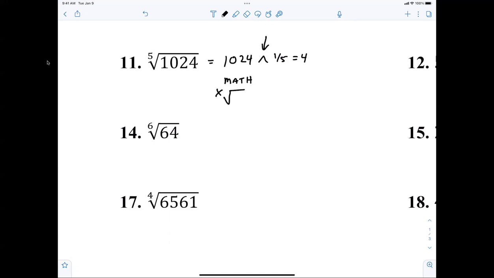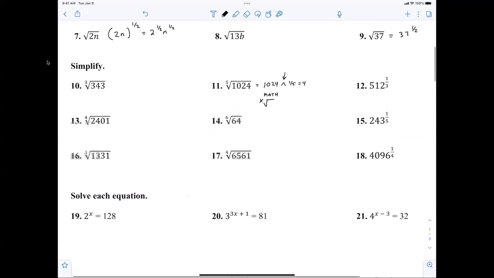Now you can type in what? 5 in the corner and then do 1024. And what does that tell you now? 4. So those are your options. I personally never do the fifth root button, because I automatically know it just means to the 1/5 power, and it's easier for me to type in caret 1 divided by 5. Anybody have any issues with that?